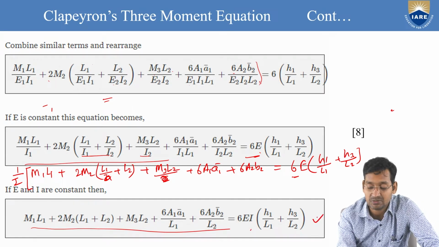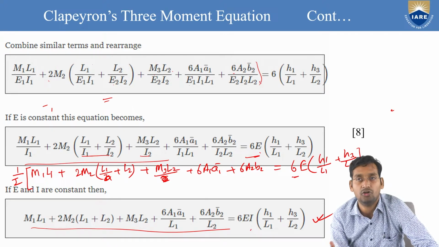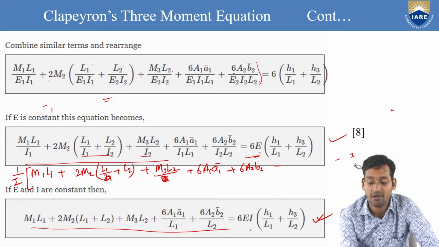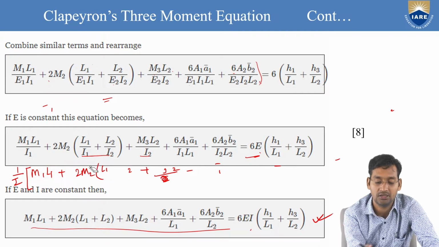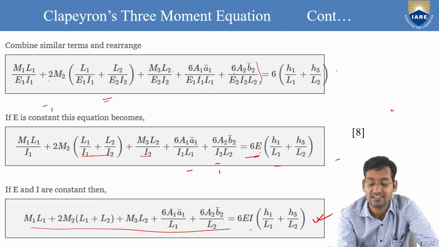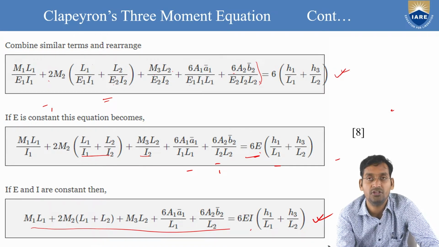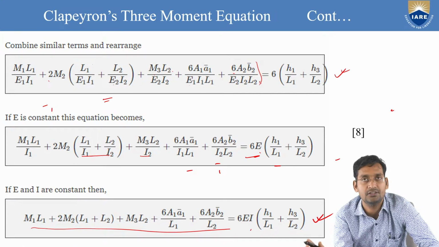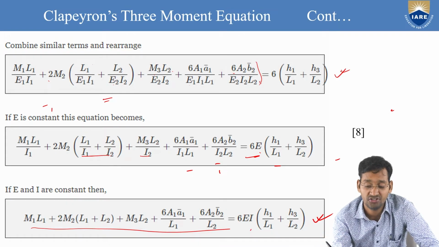So this is the special case when E and I are constant. This is when only E is constant and having different cross section area, that is different moment of inertia, and this is the generalized equation. This equation we can use if E is different and I is different, means different types of beam or structures combined. So this is the general form.